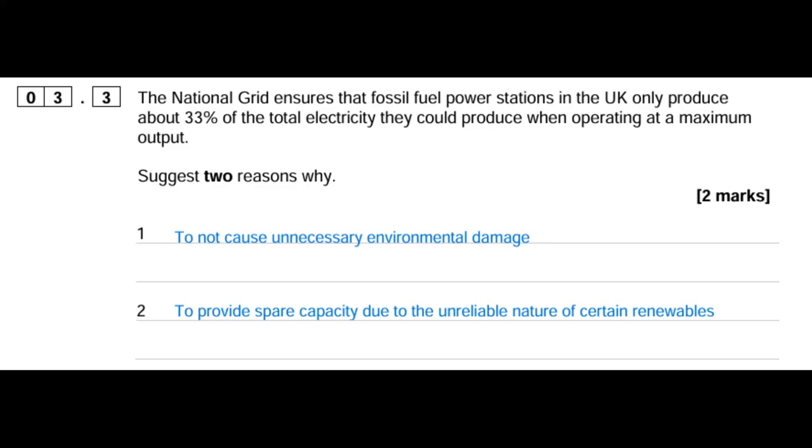But what I went for was to not cause unnecessary environmental damage and to provide spare capacity due to the unreliable nature of certain renewables. So let's say it's not possible, but suddenly it stops being windy in the UK. The fossil fuel power stations can produce more power to make up for the lack of wind power produced from turbines. This is, of course, always hypothetical, as it is always windy in the UK.